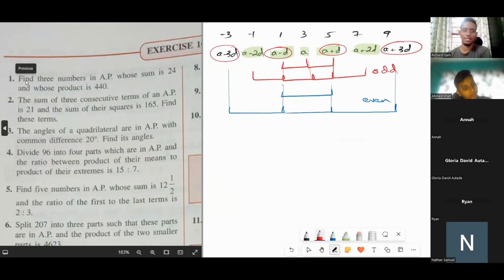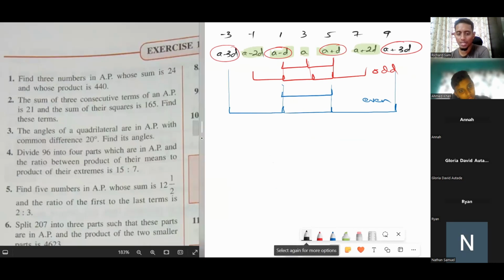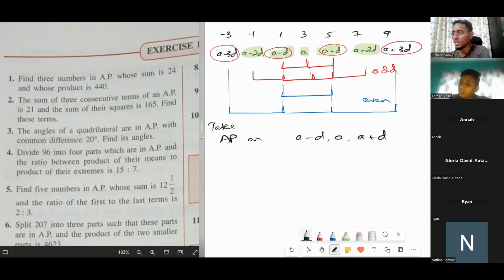So what do we have in the first question? Find three numbers in AP whose sum is this and product is this. When we have three numbers, how do we represent the AP? Let's take the AP terms as A minus D, A, and A plus D. Using these three terms, let's make the equations. The first equation is sum is 24. That means A minus D plus A plus A plus D is equal to 24. The sum of these three terms is 24.